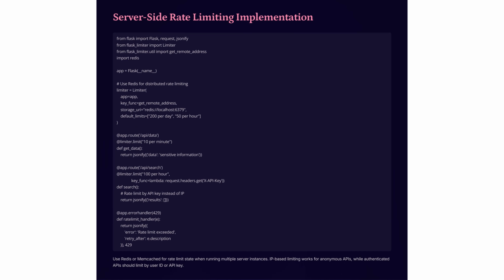Implement server-side rate limiting using Flask and Redis to manage API request rates. Use IP-based limits for anonymous access and API key-based limits for authenticated users. Redis ensures distributed rate limit state across server instances. Handle HTTP 429 errors gracefully, informing clients of retry times to maintain service integrity.